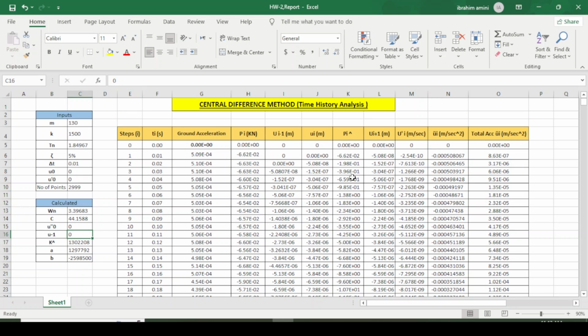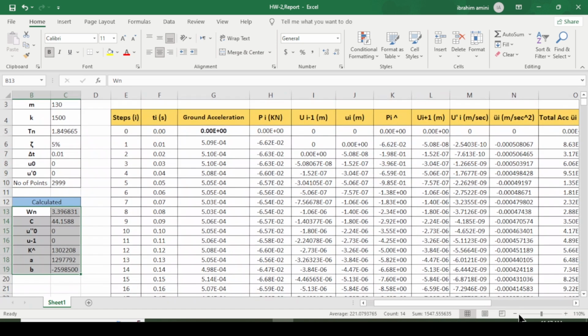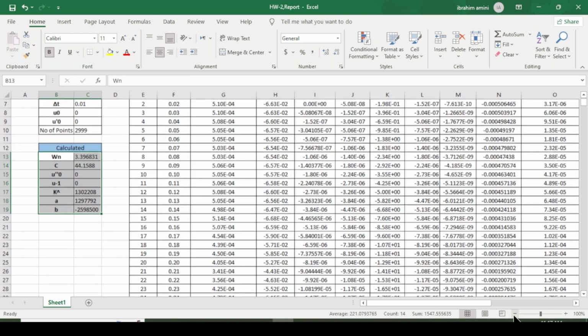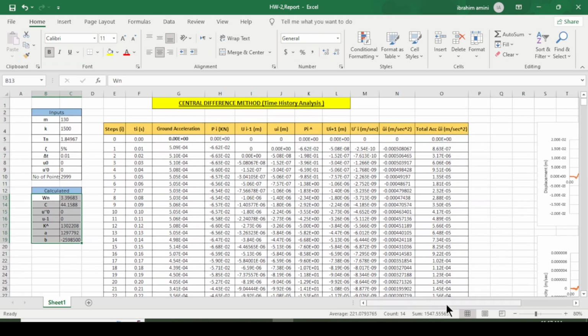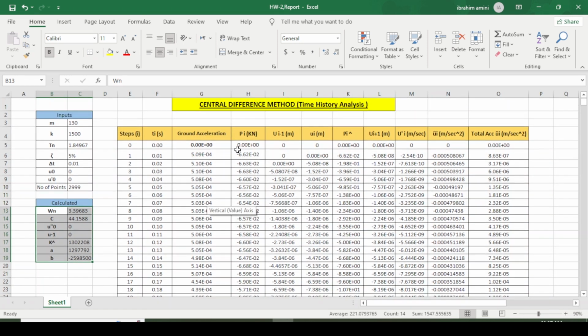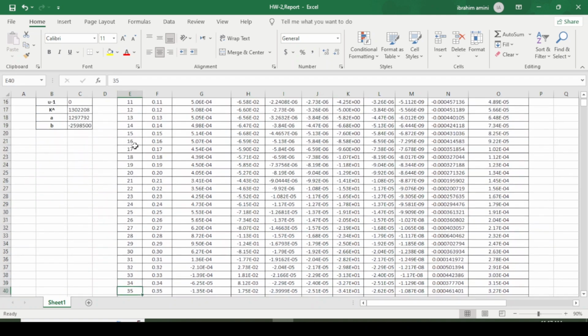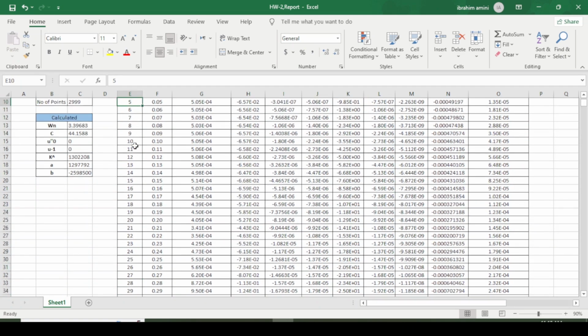Now we are coming to this table to calculate the other steps. We have these inputs, and we have calculated the other required steps. You can look here from very near. Now we are coming back to our table for the central difference method. How many steps do we have? In total we have 2999 steps, many of which are taken from the earthquake record.